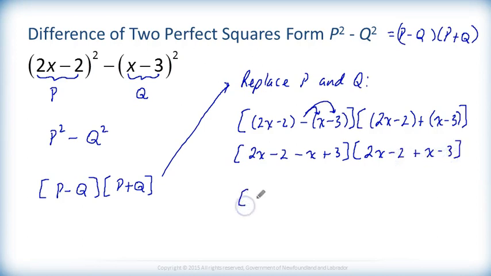Now, collecting my like terms, in the first set of brackets, 2x minus x is x. Negative 2 plus 3 is 1. In the second set of brackets, 2x plus x is 3x. Negative 2 minus 3 is negative 5. And that concludes our examples.